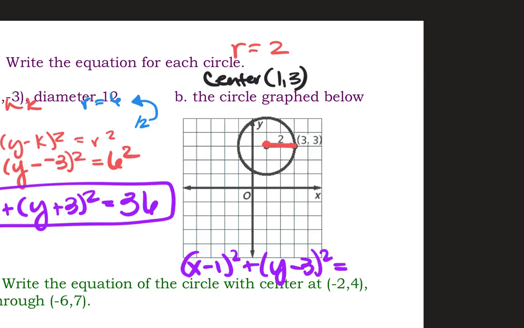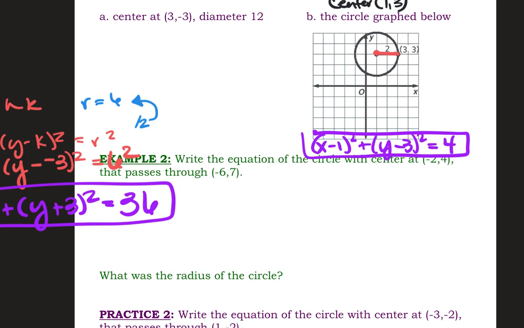You said equals 4? Okay, should be 4. All right, any questions on that one? None? Okay. All right, let's come down to this one. Let me go and take that one off.